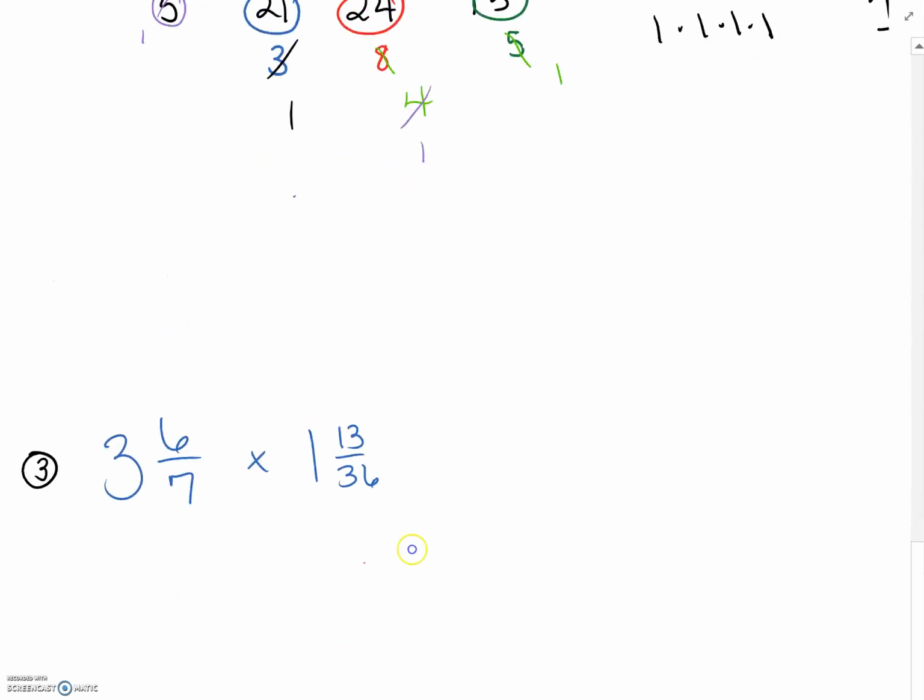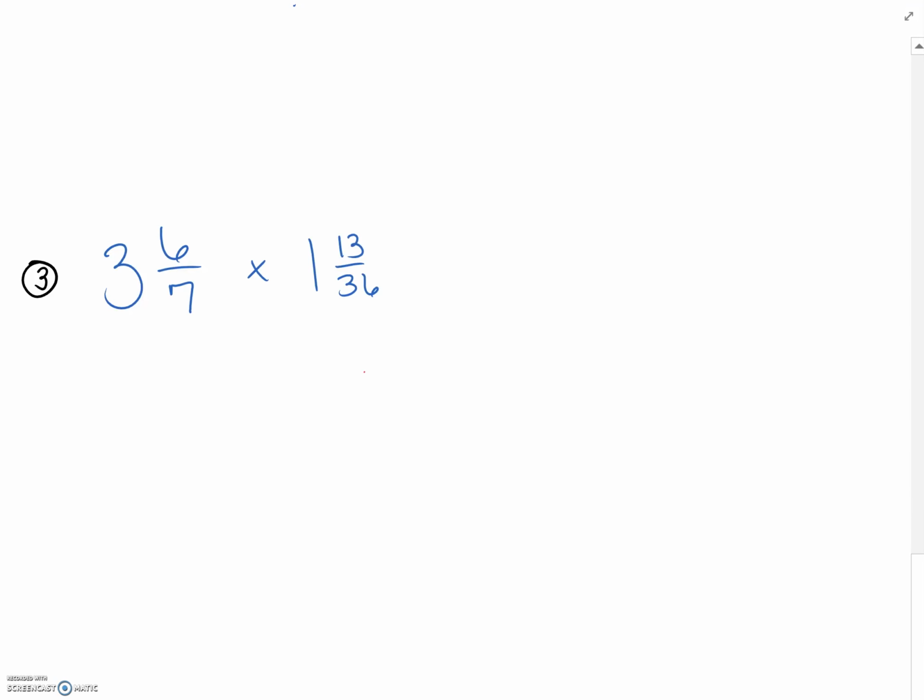All right, let's look at the next problem. Here you're just going to change this to improper and multiply. Make sure to check for any cross canceling, also known as cross simplifying. Give this a shot.